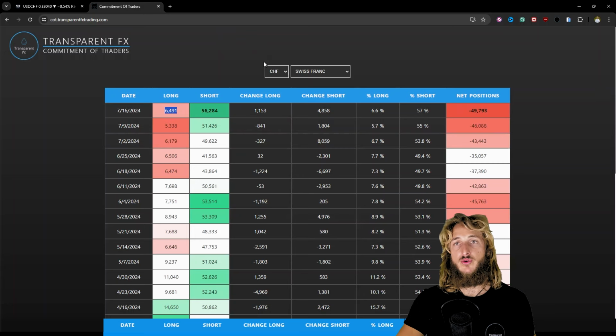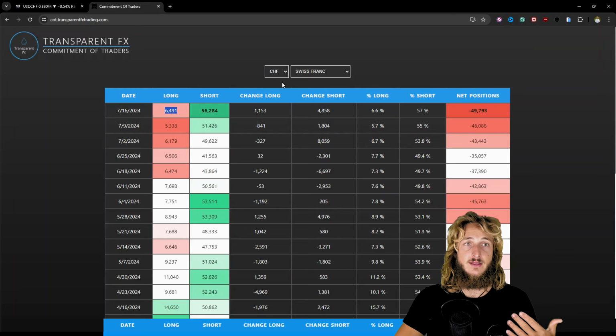And keep in mind that all currencies on the spot are traded against the USD. So if institutions are massively short on the CHF, they are essentially long on USDCHF, therefore making it stronger. So let's keep that in mind and move back to the chart.